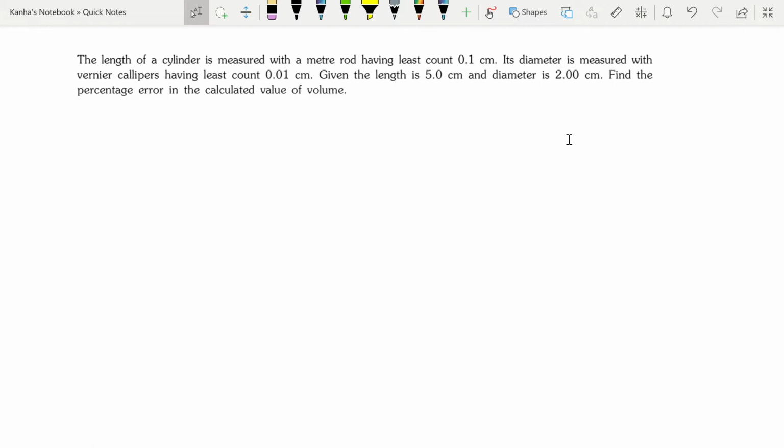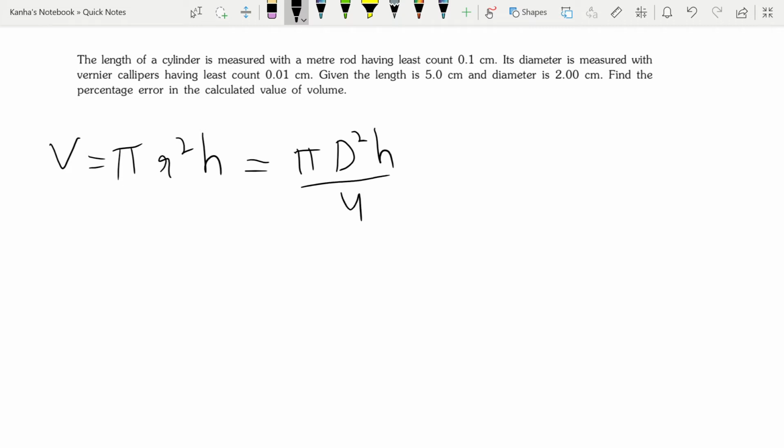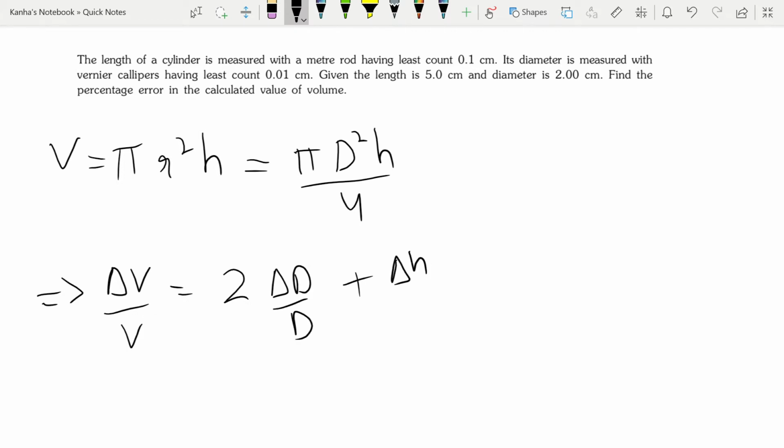Now, what are we supposed to calculate? We are supposed to calculate volume first. So volume is what? Volume is pi r square h. I can even write it in terms of diameter as pi d square h by 4. Now, to calculate delta V by V, the relative error, I have 2 times delta d by d plus delta h by h.